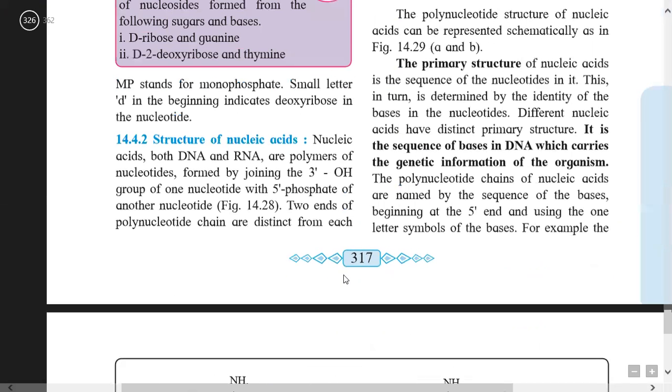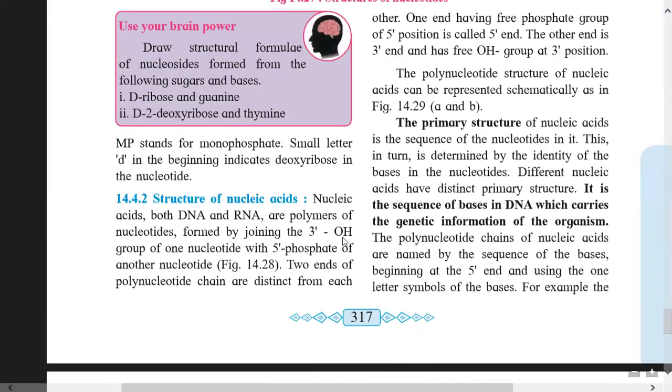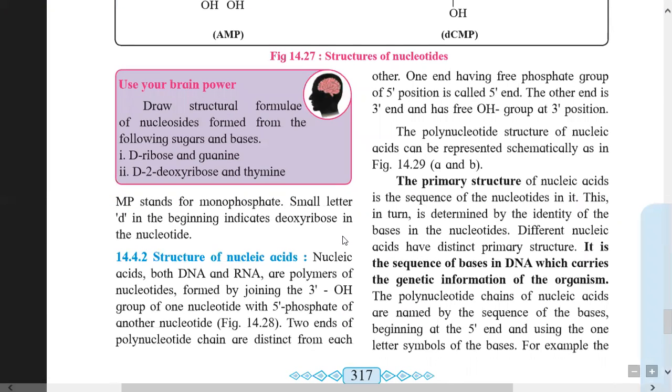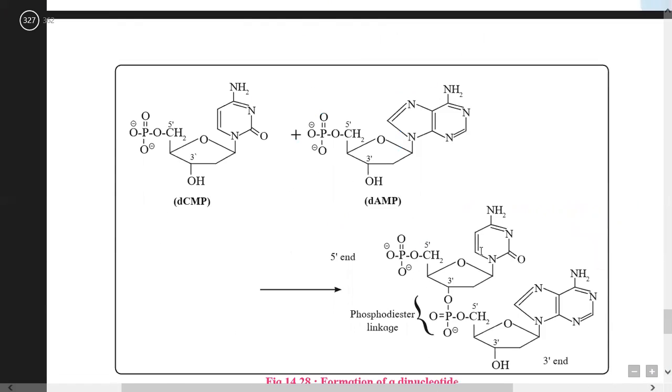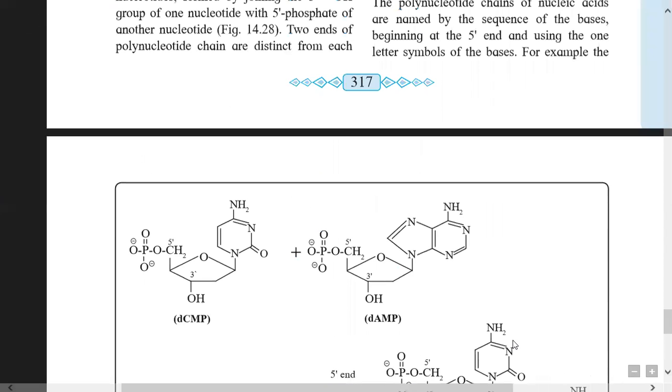So like this, the two ends of the polynucleotide chain are distinct from each other. One end has the phosphate group at the fifth position, called the 5 prime end, and the other end has a free OH group at the third prime position. This we had studied in this structure. One nucleotide has the 5 prime position free end and the other nucleotide has the 3 prime position OH group at the free end.